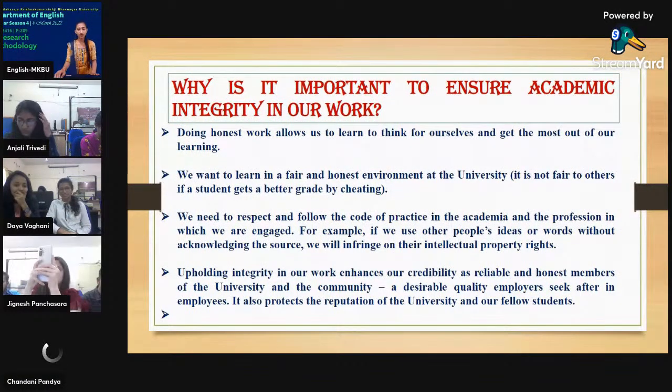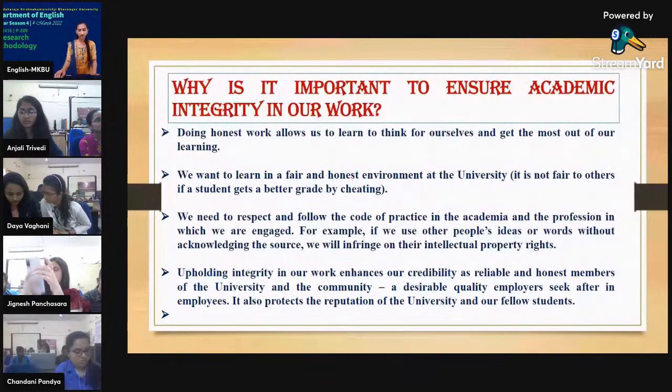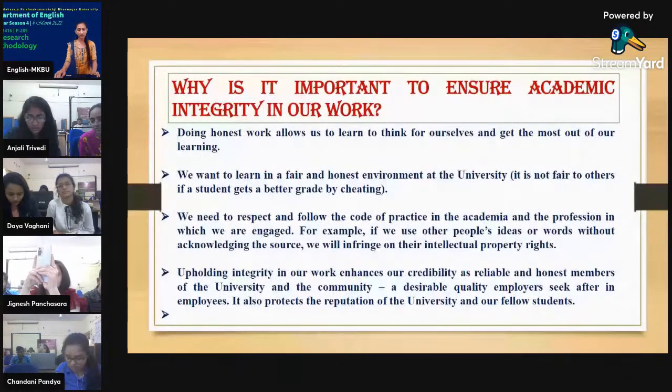of practice in academia and the profession in which we are engaged. For example, if we use other people's ideas or words without acknowledging the source, we will infringe on their intellectual property rights. Upholding integrity in our work enhances our credibility as a reliable and honest member of the university and the community, a desirable quality employers seek in employees. It also protects the reputation of our university and our fellow students.